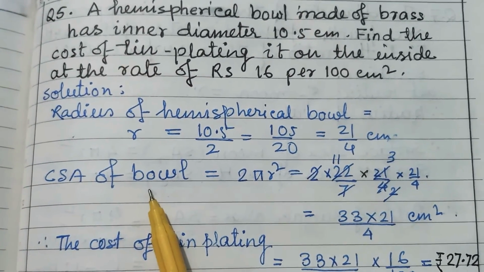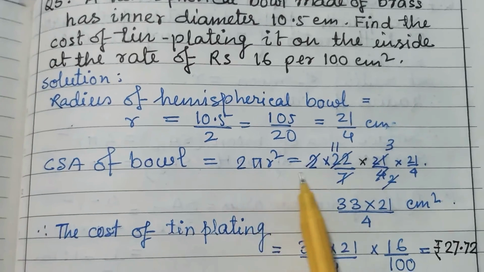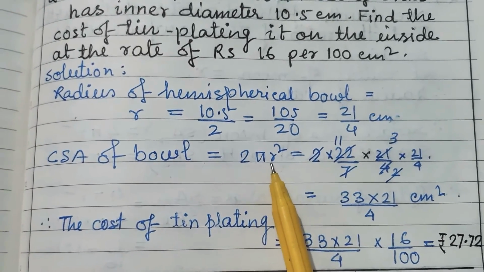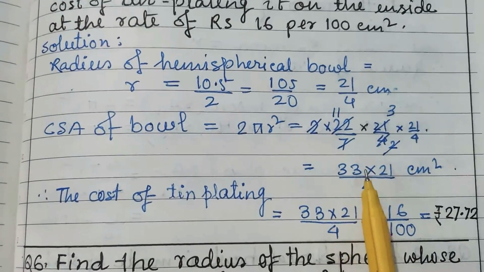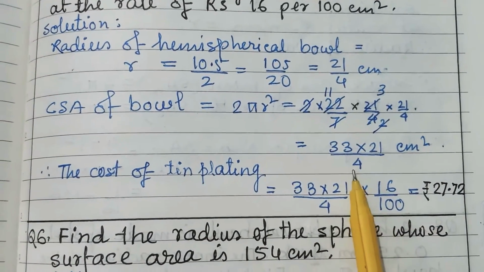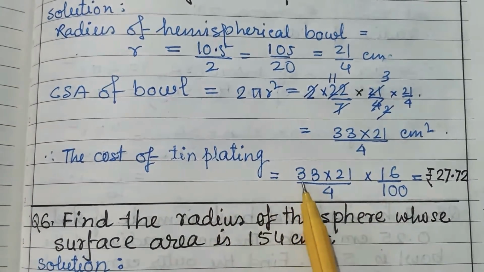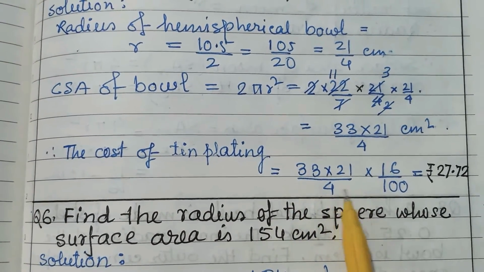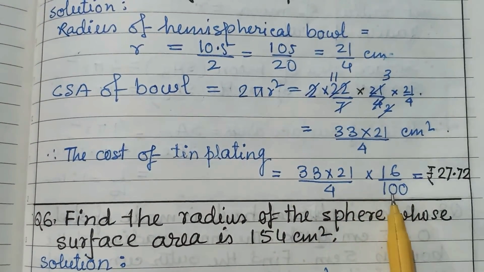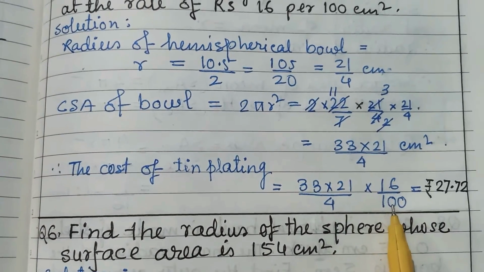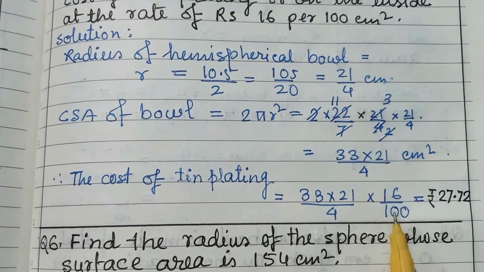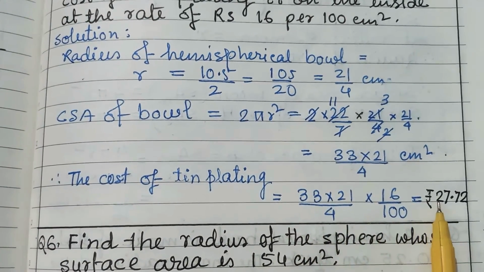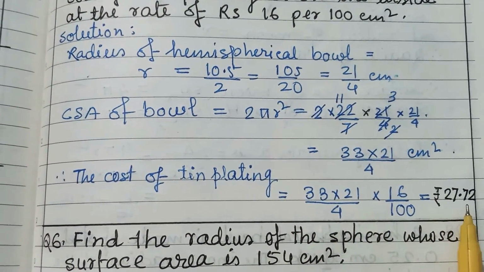Now the CSA of the ball is 2 pi r square, it is the formula. Substitute the value, it is coming 33 into 21 upon 4. Now cost is 33 into 21 upon 4 into 16 upon 100, rupees 16 per 100 centimeter square. Now if you cancel it, it is coming rupees 27.72.